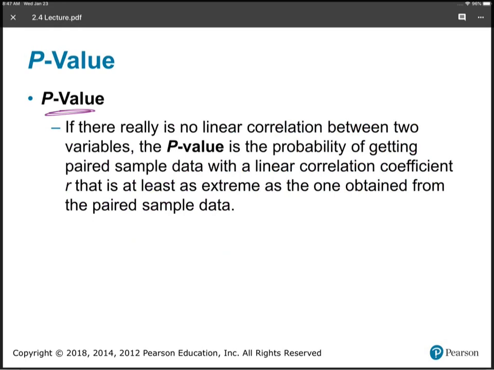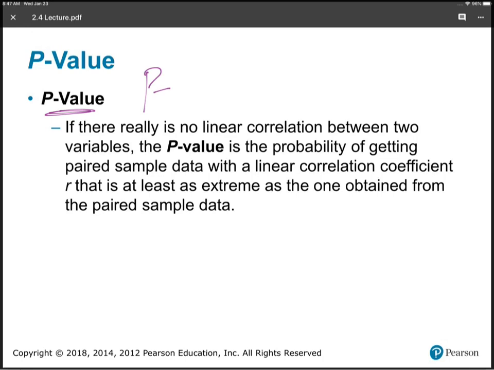P-value. This is probably the most important thing we'll use in the whole course. Not that we're going to get it all right now. We'll be growing in our understanding of p-value throughout the course. But here's the beginning. If there really is no linear correlation between 2 variables, the p-value is the probability, P stands for probability, of getting paired sample data with a linear correlation coefficient R that is at least as extreme as the one obtained from the paired sample data. That was a lot of fancy words, huh? You wouldn't want to be tested on that. Let me say that more simply.